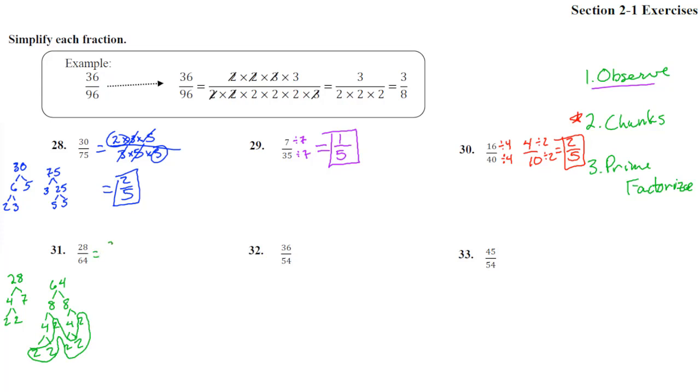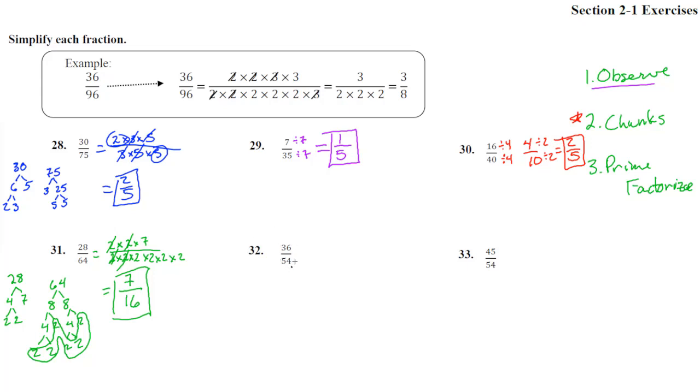So this is equal to 2 times 2 times 7 over 2, 3, 4, 5, 6: 2 times 2 times 2 times 2 times 2 times 2. 6 of them. That one cancels, that one cancels with that one, and we're left with 7 over 2 times 2 is 4, times 2 is 8, times 2 is 16. If we would have noticed, we could have taken out a 4 and a 4, and that would have given us 7/16.